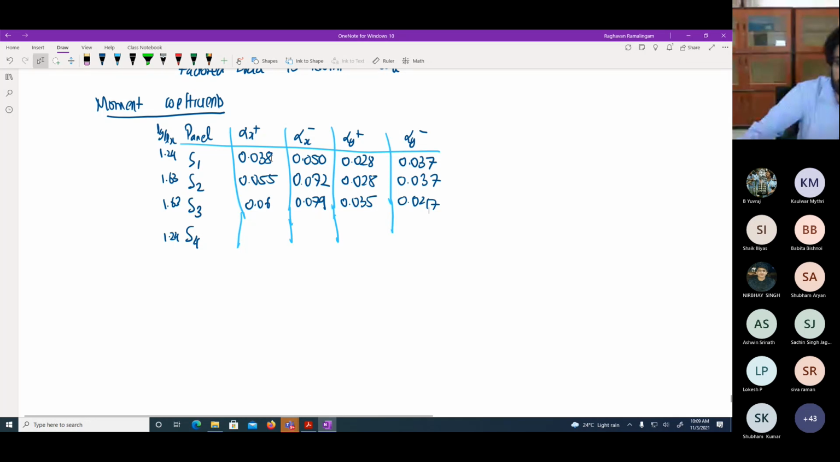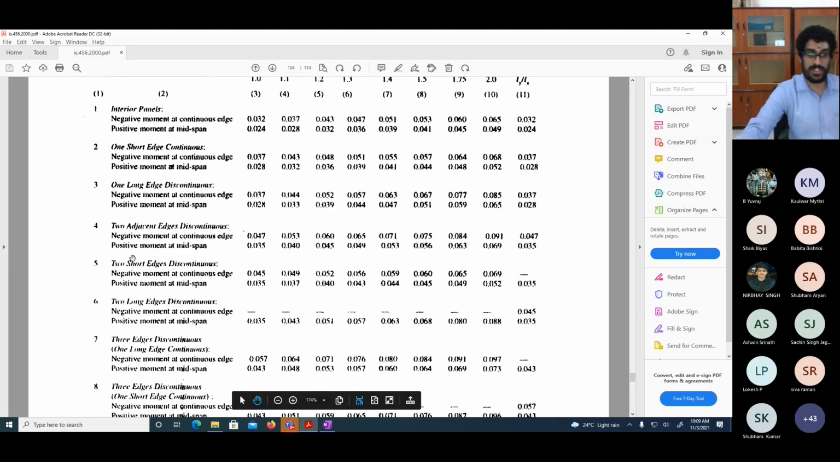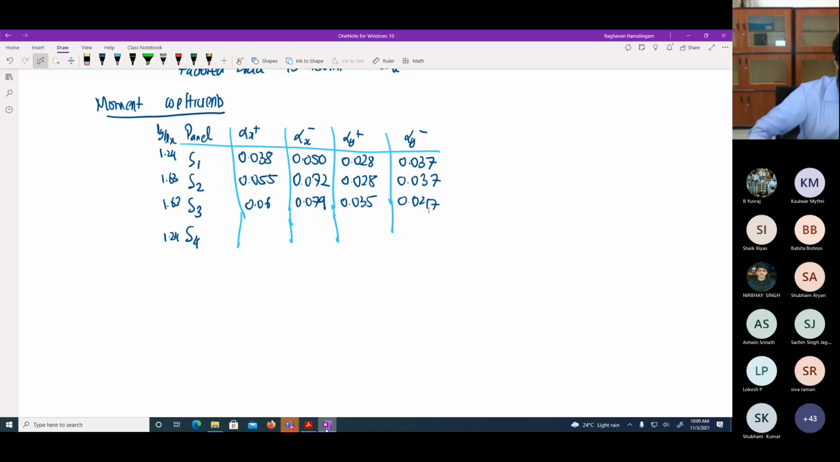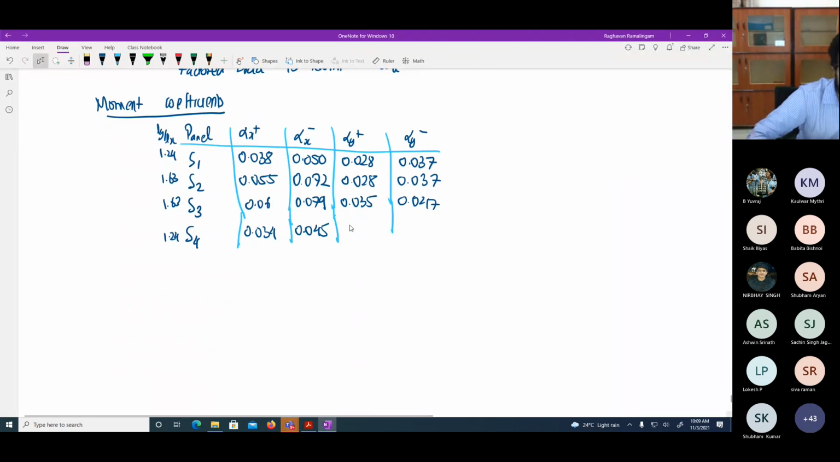Right. And then next one is S4. S4 is an interior panel. So anyway, let me not waste time, let me just proceed. This is 1.24, meaning it's midway between 1.2 and 1.3. So I'll take the midway of this, which is 0.034 and 0.045. Okay, so 0.034. And the other end is 0.024 and 0.032.